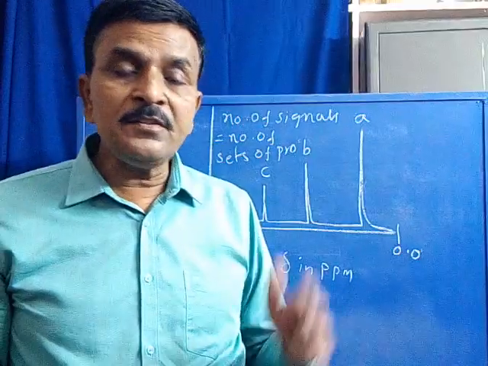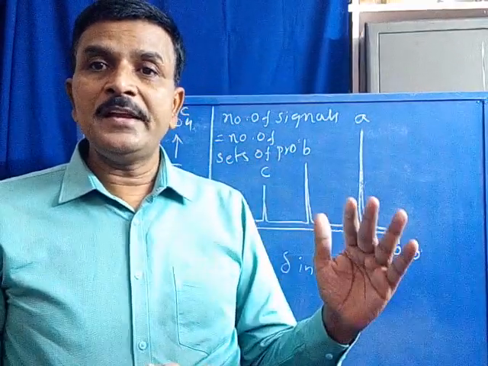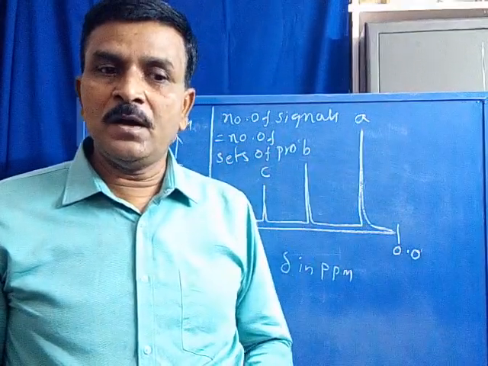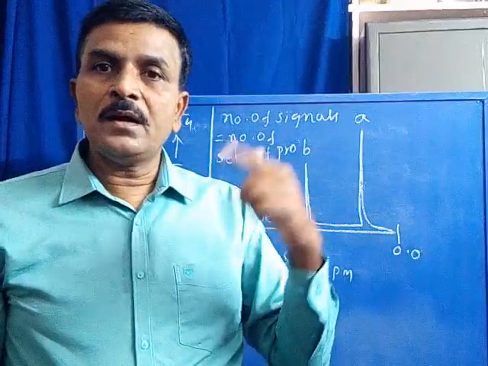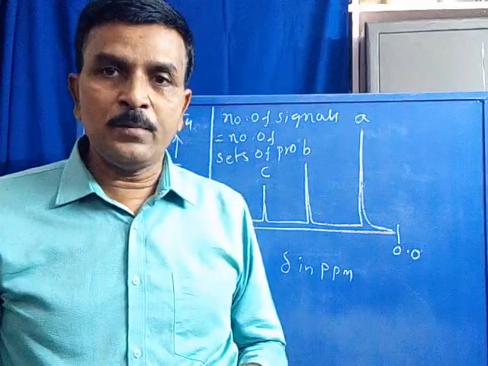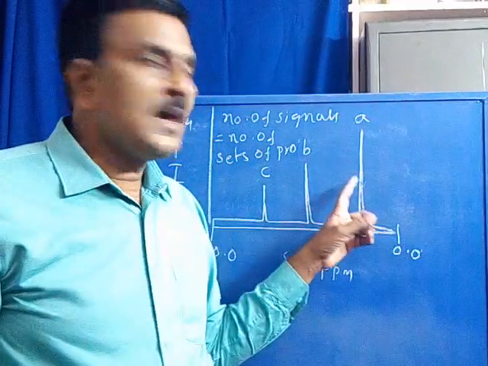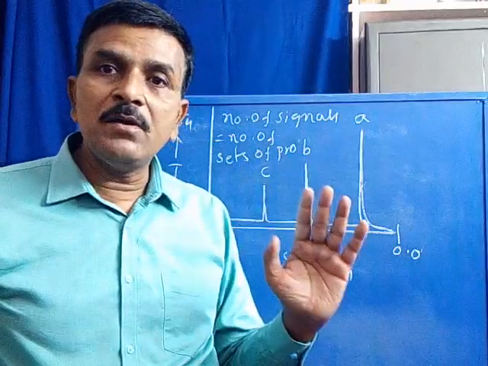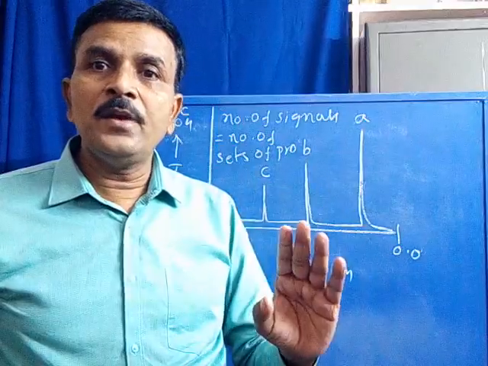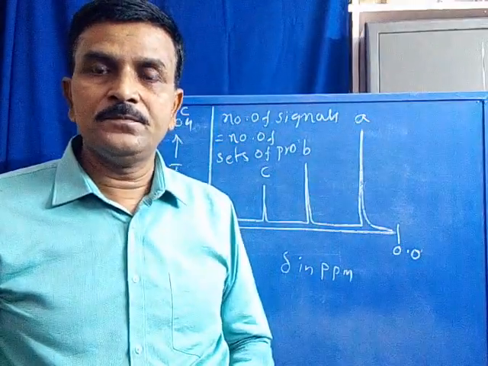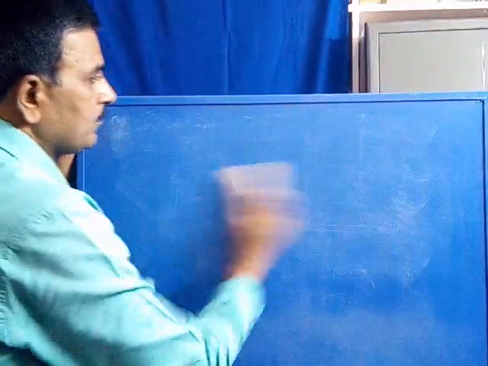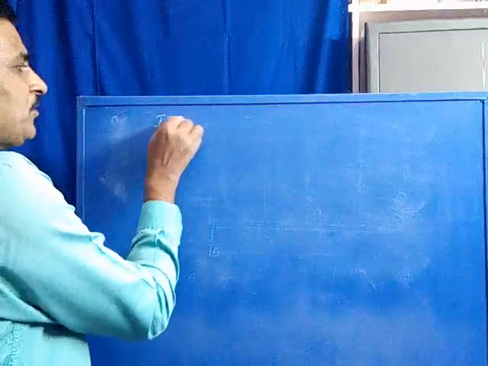Integration is nothing but measurement of signal height with the help of a scale, or if we recorded the spectrum on graph paper, then counting the number of divisions through which the signal height is occupied. Are you following? Briefly, the height of every signal is related or equal to the number of protons in that set. The number of protons is calculated by the process of signal integration. Let us study integration. Integration process.